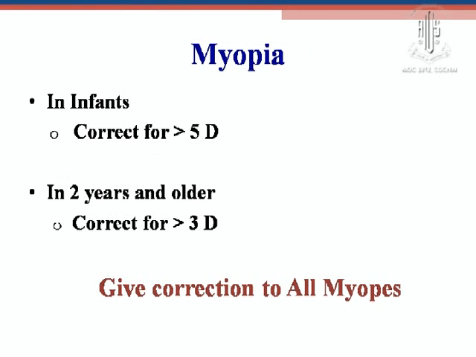What is recommended in the AAO guidelines is that infants should be corrected for myopia of more than 5 diopters because they use more of near vision rather than distant vision. But what I have seen over the time is that even if children have a myopia of around 2 diopters in an age of less than 1 year, we should give the correction because any visual blurring is a stimulus for abnormal growth of the eye. In children more than 2 years of age, we should correct for more than 3 diopters.